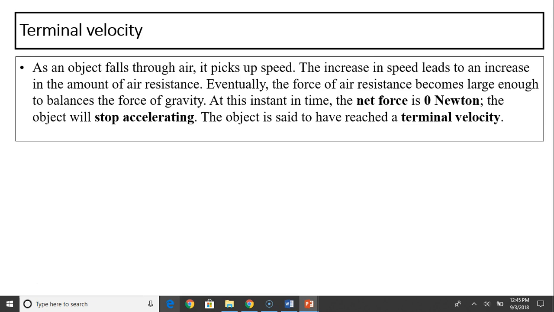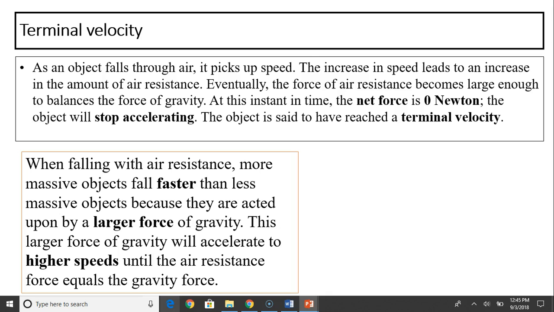Eventually, the force of air resistance becomes large enough to balance the force of gravity. At this instant in time, the net force is 0. So the velocity is a constant velocity. At that moment, acceleration equals 0.